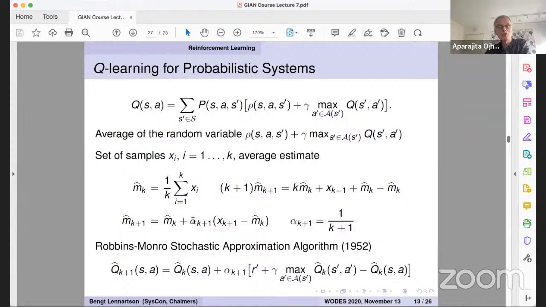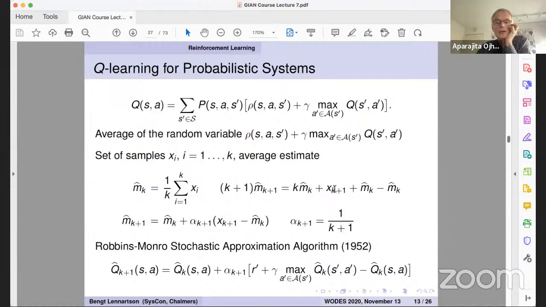And now we apply this extremely general equation on this formula. And then we take q hat k plus 1 of s comma a equal q hat k. It's just that we replace m with q, nothing more, and its arguments. And then you have alpha k plus 1. And then we note that this is the stochastic variable, the random variable, where we now replace rho with r prime. And here we have already the next state. So it's not a big thing.